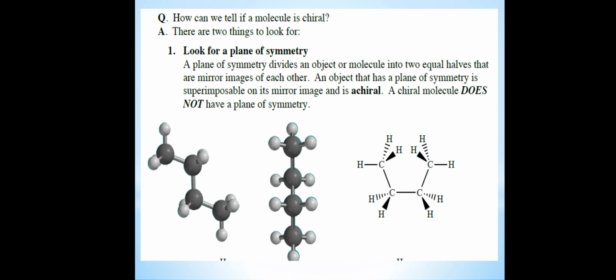Here there are two things to look for, the first being the plane of symmetry. A plane of symmetry divides an object or molecule into two equal halves that are mirror images of each other. An object that has a plane of symmetry is superimposable on its mirror image and is achiral. A chiral molecule does not have a plane of symmetry.